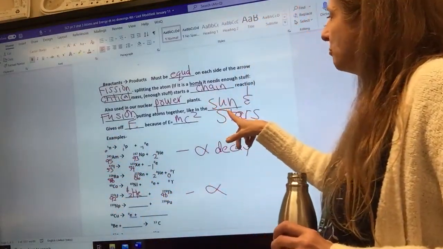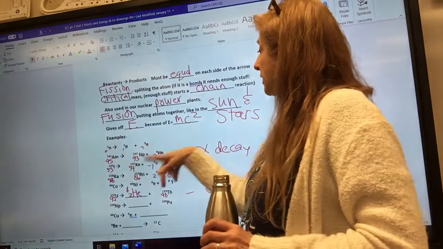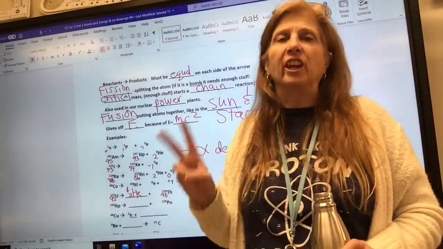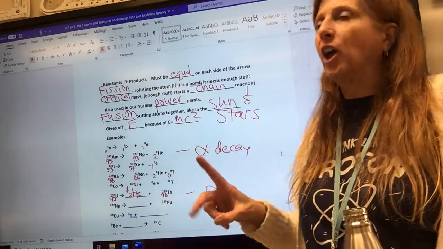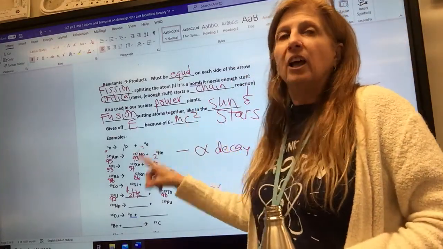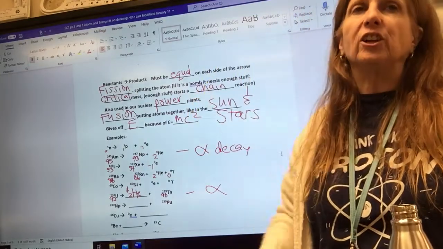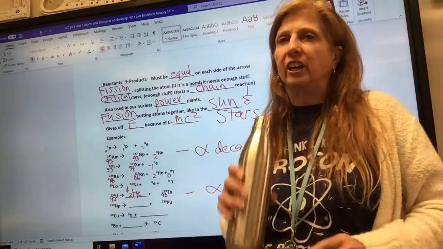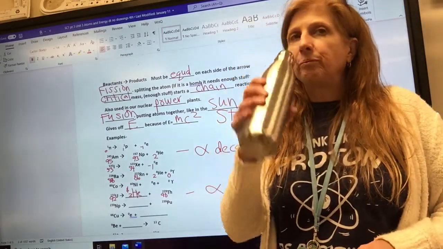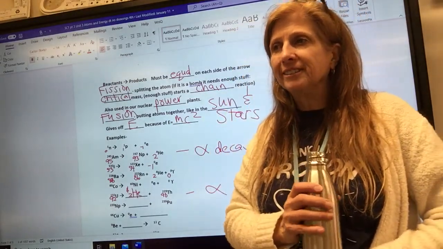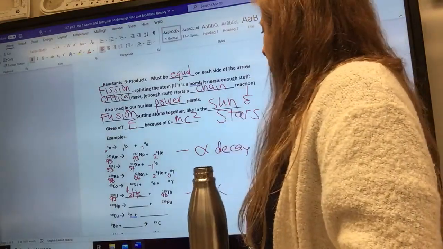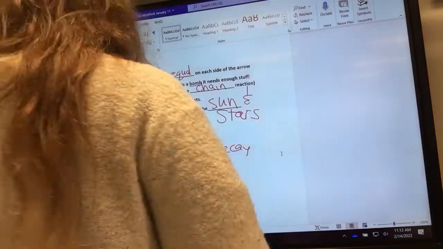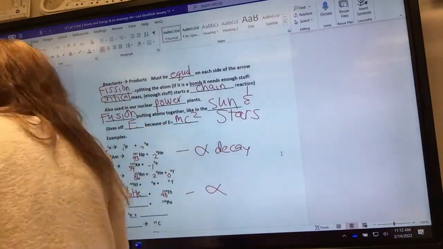Okay? It gives off energy because E equals mc squared. Matter and energy cannot be created or destroyed, but they can be converted. So in these fission and fusion reactions, matter gets changed into energy. Any questions so far? No? Okay. So this is how you balance the equations. Now don't just write them down. Let's look at them slowly together.